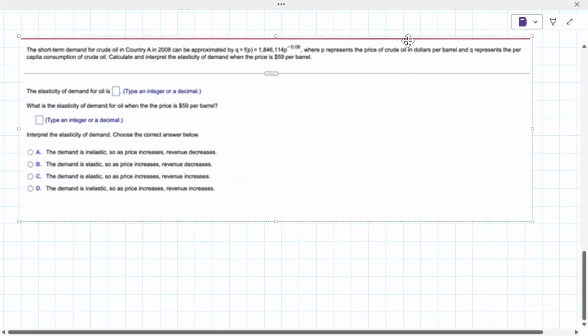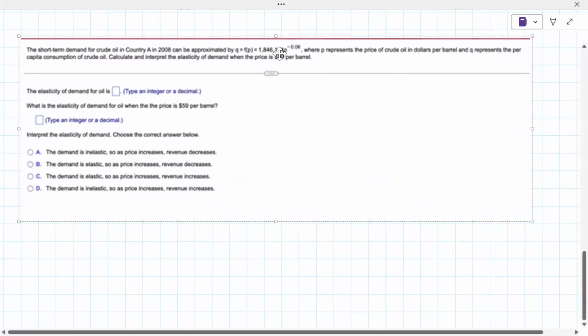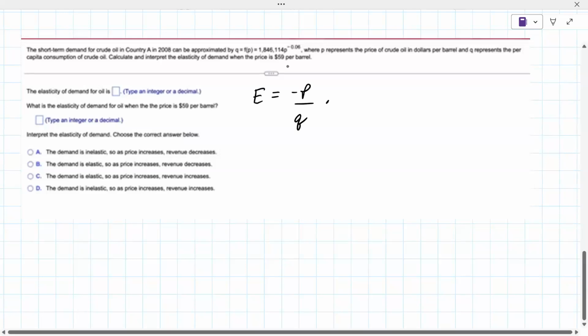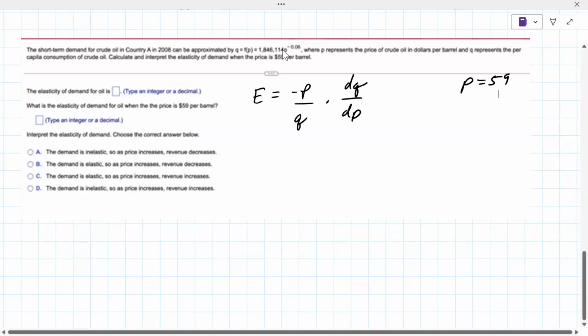Short-term demand for crude oil in country A is represented by this equation here. Calculate and interpret the price elasticity of demand when the price is $59 per barrel. All right, so again, elasticity of demand is minus P over Q times dQ/dP. They're giving you the price of 59. You have the equation for Q, and then we have to take the derivative of this.